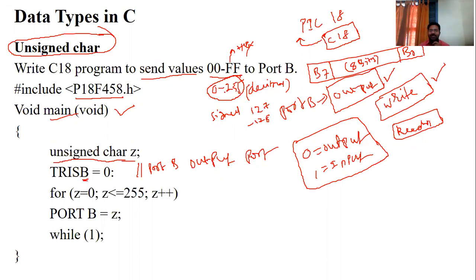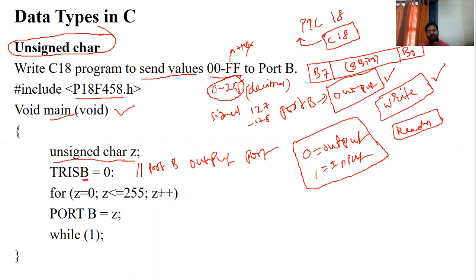So they can represent 0 to 255 values. That's why you write the for loop for this one: z equal to 0, z less than or equal to 255, z plus plus. We can increment that value, so only 255 values, simply 0 to 255. If we are using signed character, then it is only possible to write up to 127 values only.